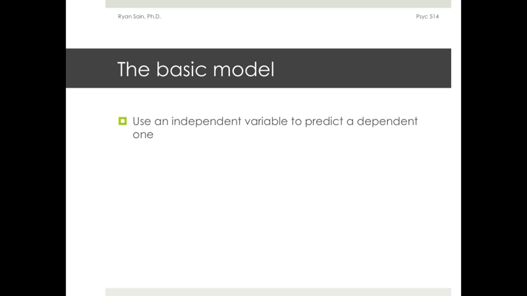Using an independent variable to predict a dependent variable. Keep in mind, independent variables we're now talking about as predictors, and dependent variables we're talking about as outcomes. So if we want to use this example of direct instruction, participating in direct instruction or not, right?